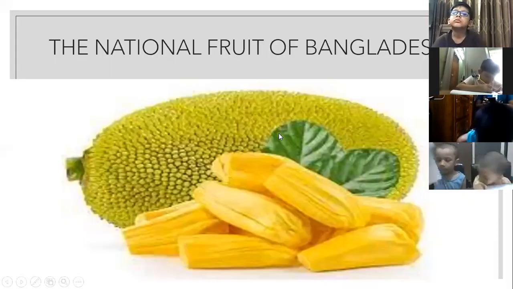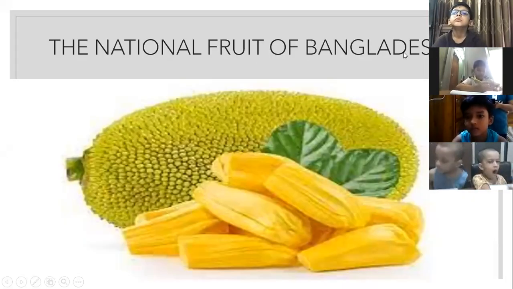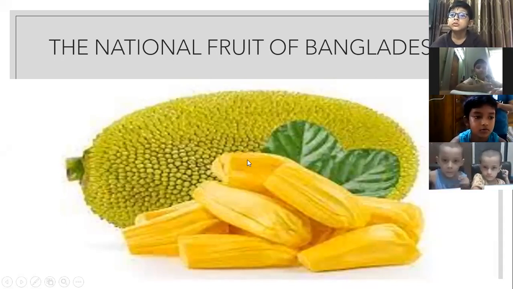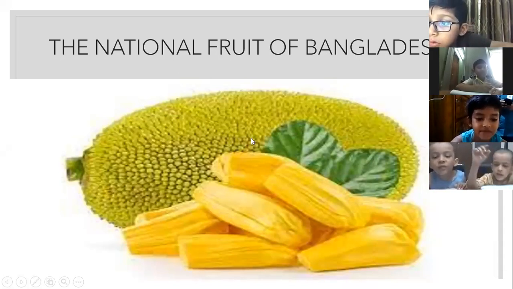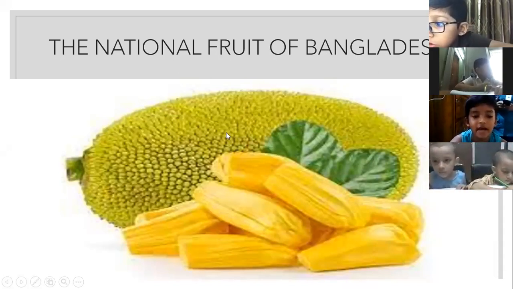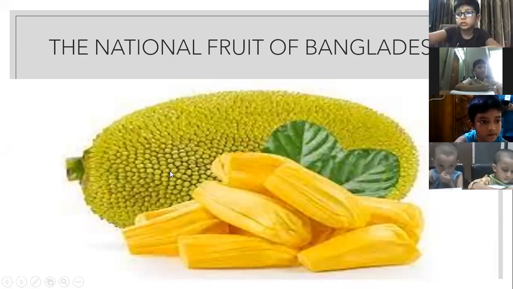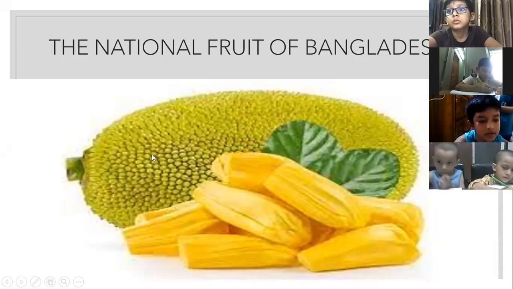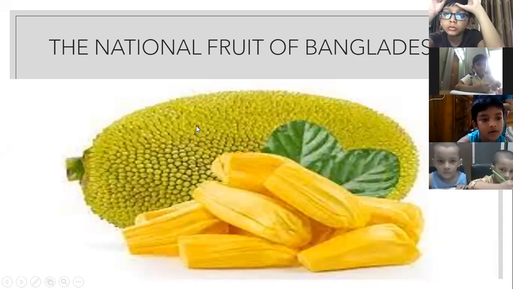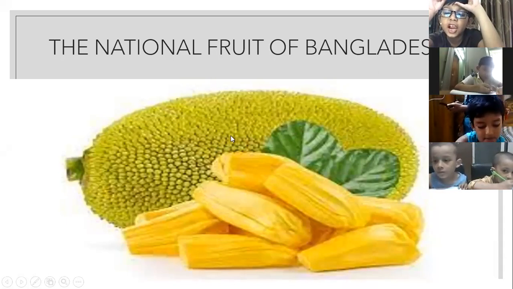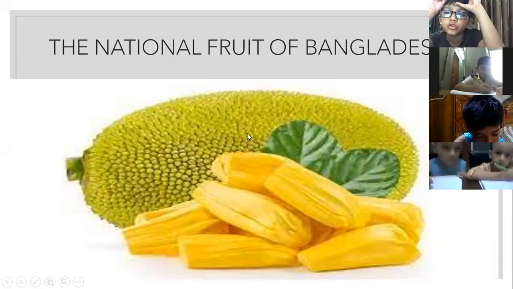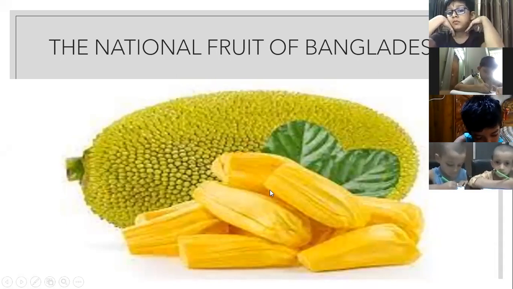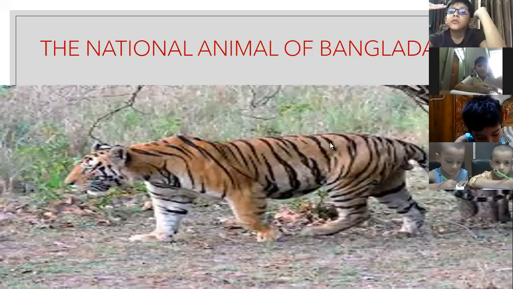First one. See, the national fruit of Bangladesh. This is jackfruit. Do you know what it is? Please tell me. What's the name of the fruit? Jackfruit. This is jackfruit. Can you please write the name of the fruit? Jackfruit. Okay. This is jackfruit.